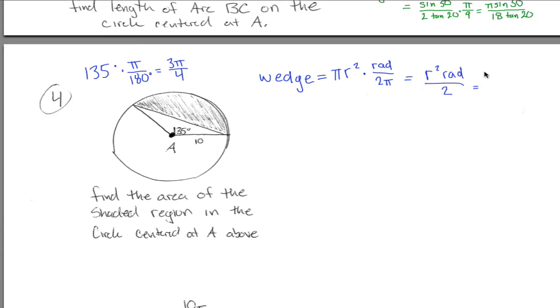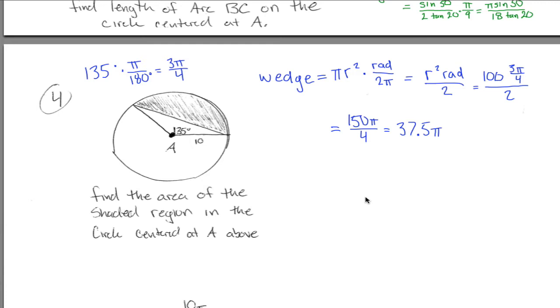And r squared is 100. Radians is 3 pi over 4. And we want to divide that by 2. So this is 50 times 3 pi over 4, which is equal to 150 pi over 4. If you simplify this a little bit, 50 times 3 is 150, and that's 75 halves, or 37 and a half. Something like that. So the entire wedge is 37.5 pi.